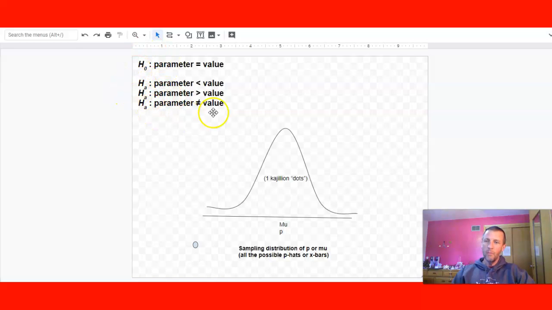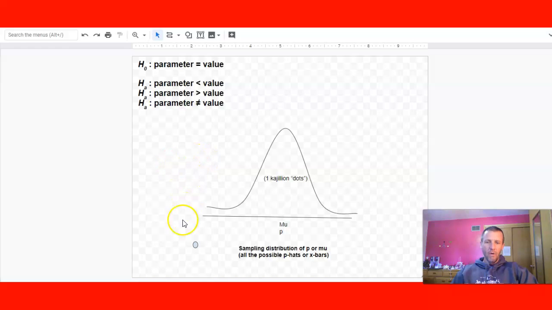No matter what though, in both cases, we're always talking about a p or a mu, a true parameter from the population. And so those will be the things that we'll talk about in sections 9.2 and 9.3. 9.2 will be about proportions, and 9.3 will be about means, but they both follow this same logic. Both of them are about parameters.